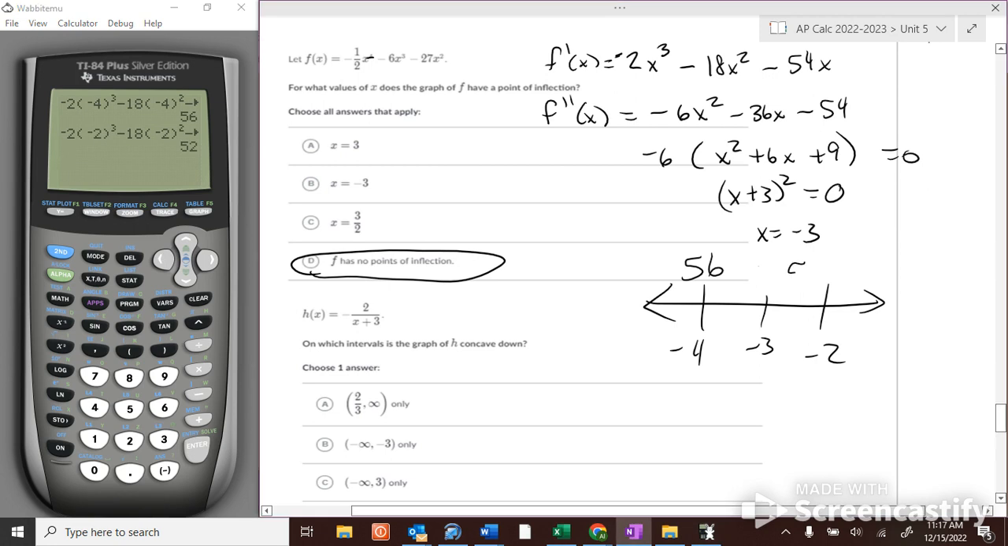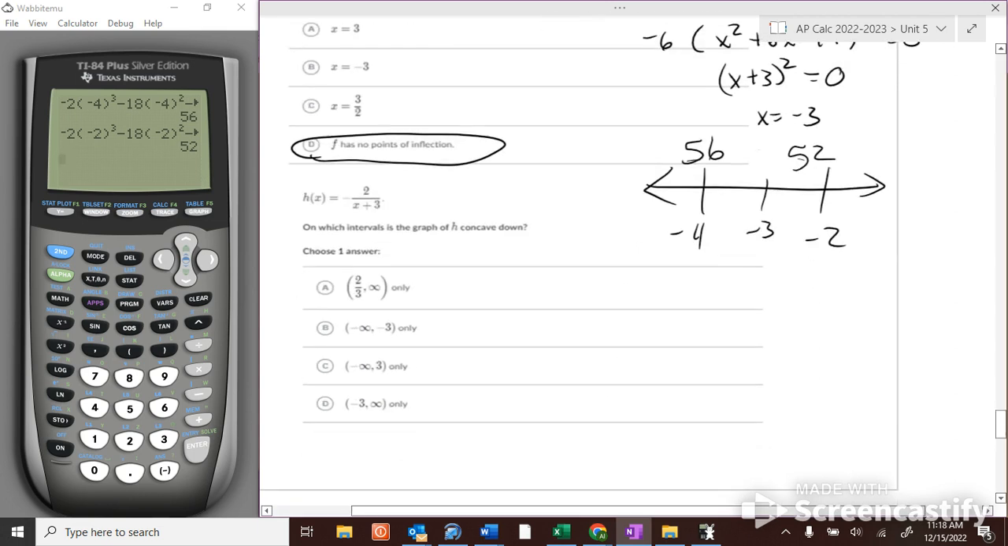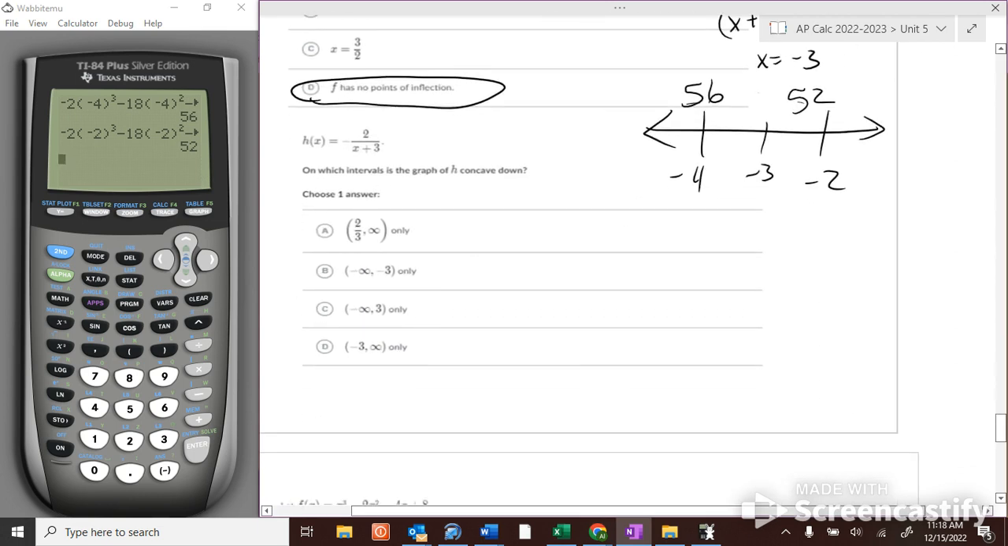That's a positive 52. Okay? So, as we can see, it's positive and positive. It doesn't change concavity because this is the same for both. So, no inflection points. All right, which intervals is this function right here concave down?